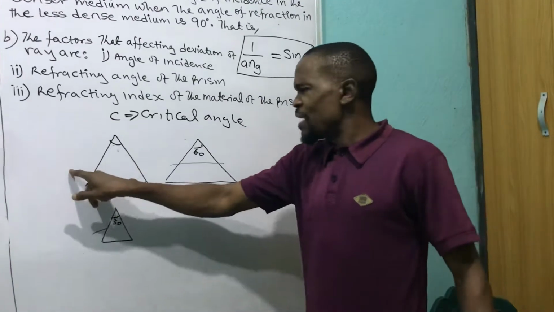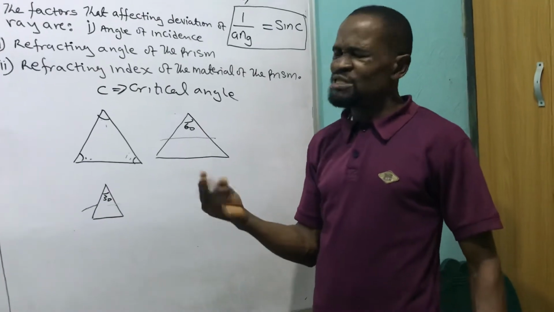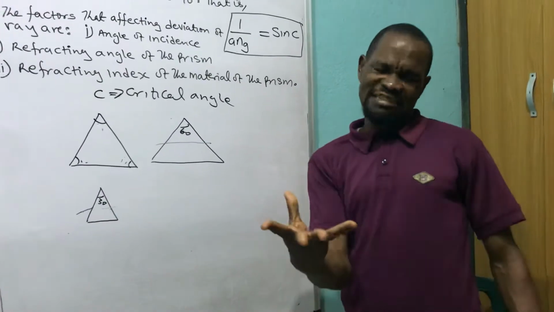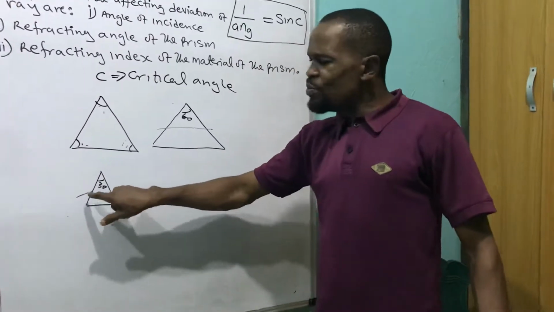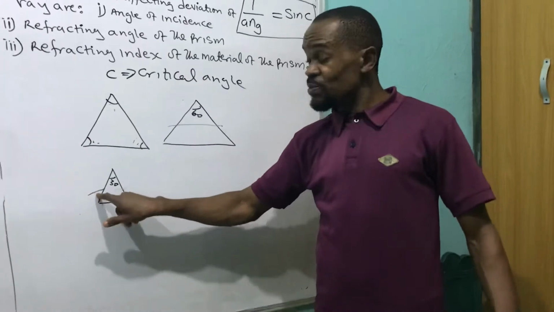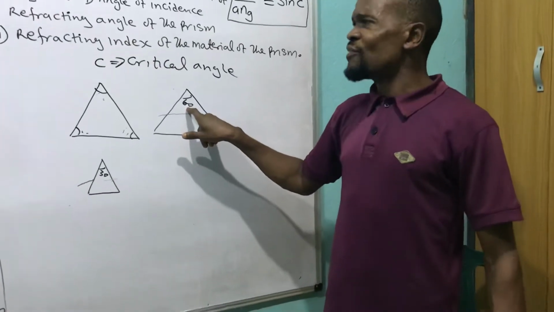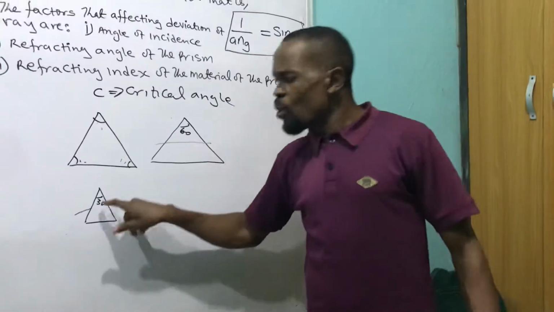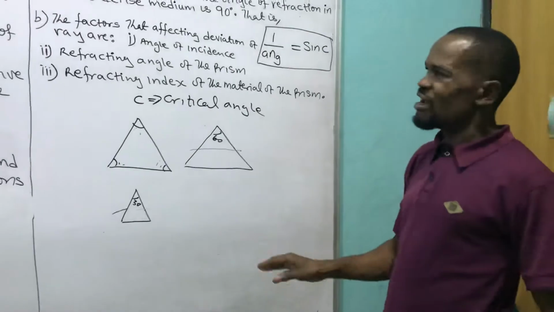So if the ray passes through this prism easily, you say that the prism is what? Its refractive index is less. So that means the refractive index of this one will be less than the refractive index of this one. So the more the refracting angle of the prism, the more its what? Refractive index. So I think you have settled it.